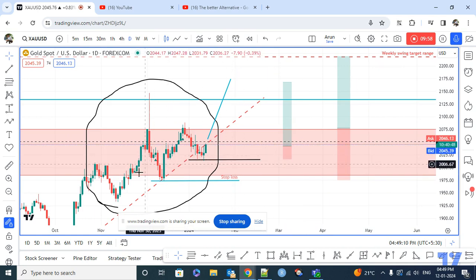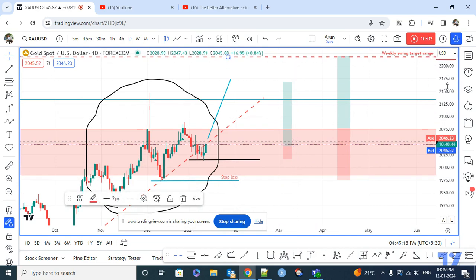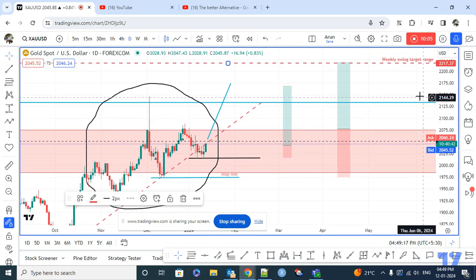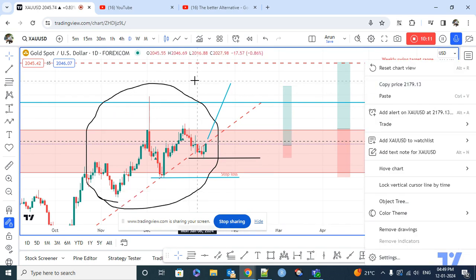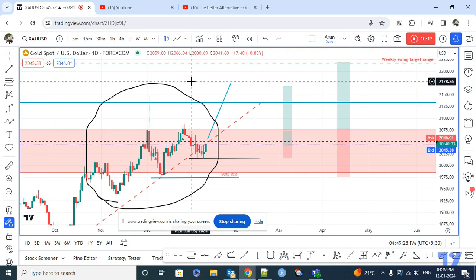anybody who has already considered the weekly swing should consider this as the stop, and the target should be 2217.37.